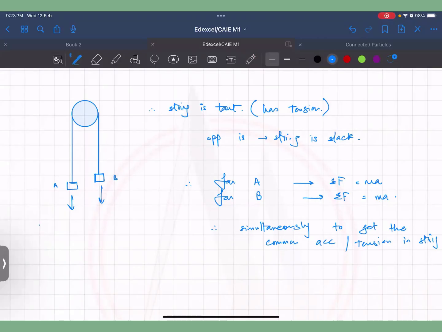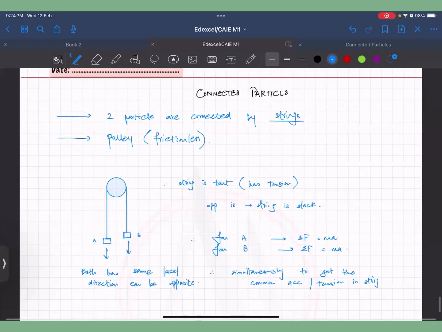Okay, so both have connected motion, or have the same magnitude of acceleration. The direction can be different: one of them will go down, the other would go up. As long as the string is taut, as long as the objects are connected, the direction can be opposite. So this is the overall idea of what the chapter is asking you to find.